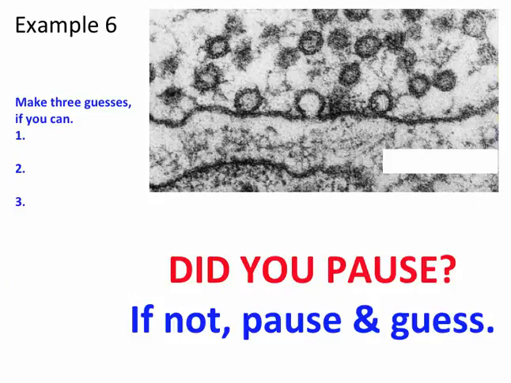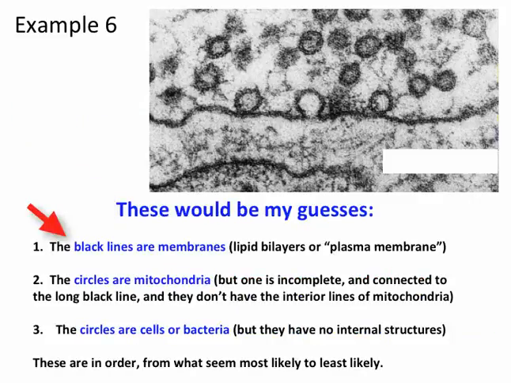Did you pause? Did you make your guesses? If you didn't, pause and guess at least one thing. These would be my guesses. First, that the black lines are membranes, lipid bilayers or plasma membrane. Circles and continuous lines in electron micrograph images are very often lipid membranes.